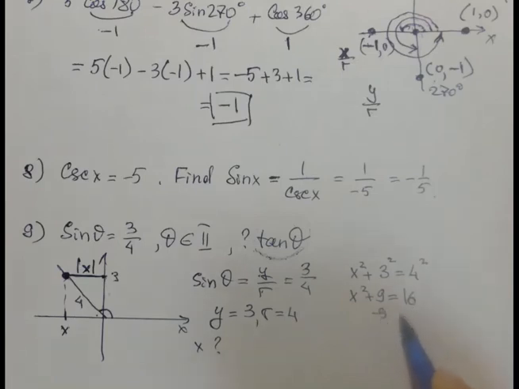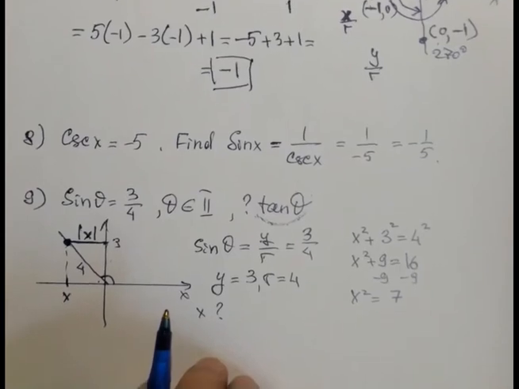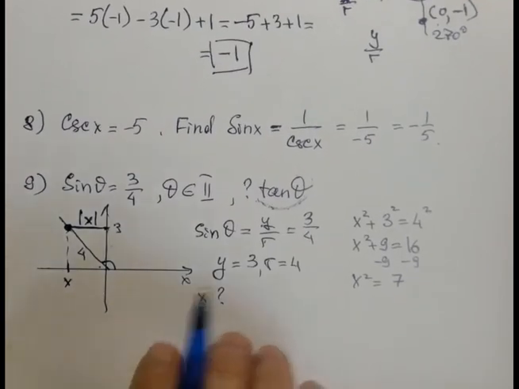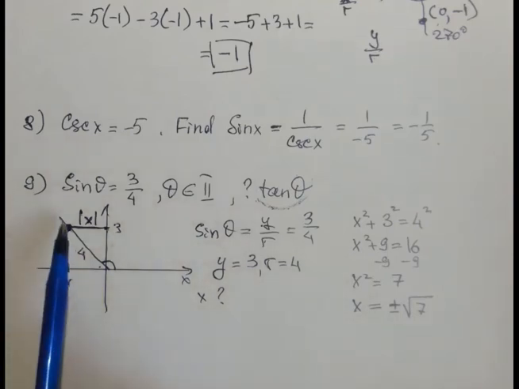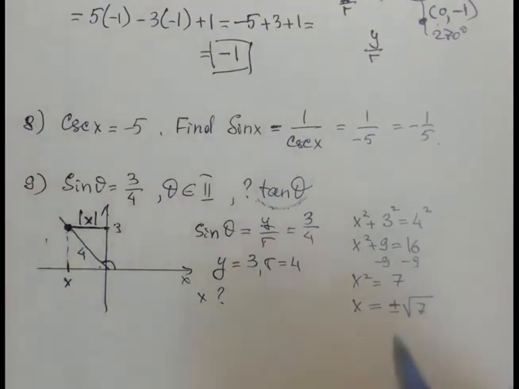Let us subtract 9 from the left and from the right. x squared equals 7. To find x, let us take the square root of this equation. When we take the square root, x must be equal to positive or negative square root of 7. And since we are in the second quadrant, x is negative. We choose the negative sign. x equals negative square root of 7.